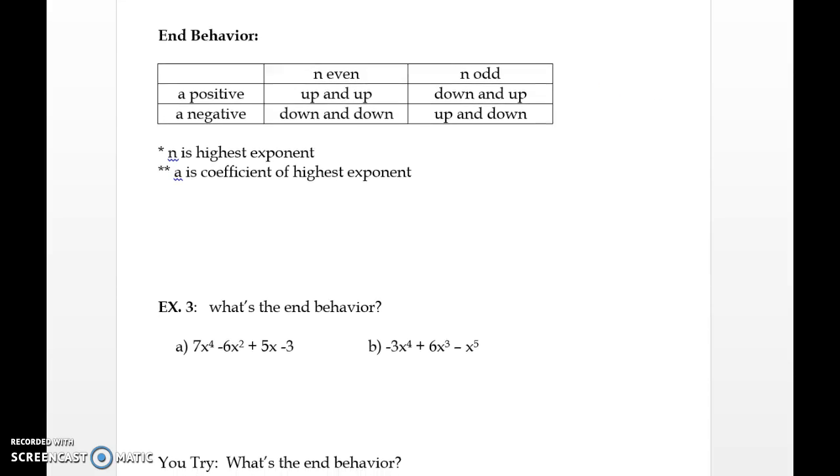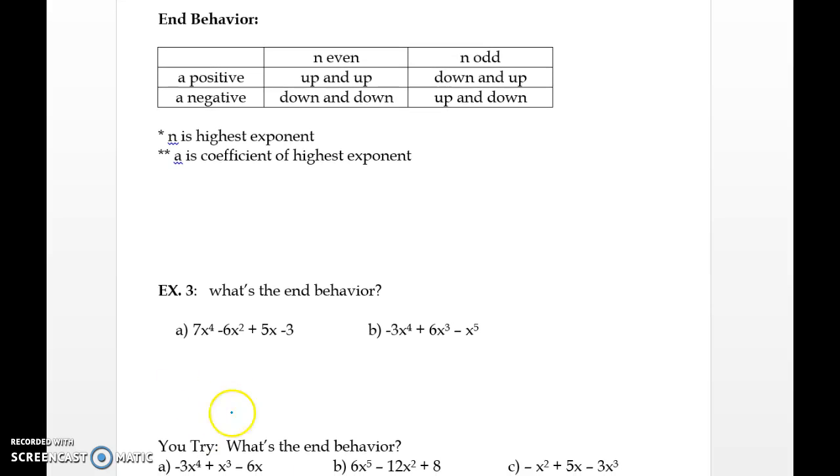So when I say what's the end behavior, for A here, I know that my a is 7, so that's positive. And my n, my highest exponent, is even. So because I have an even function, it's going to end the same way, and I want it to end positive, so my end behavior is going to be up, up.